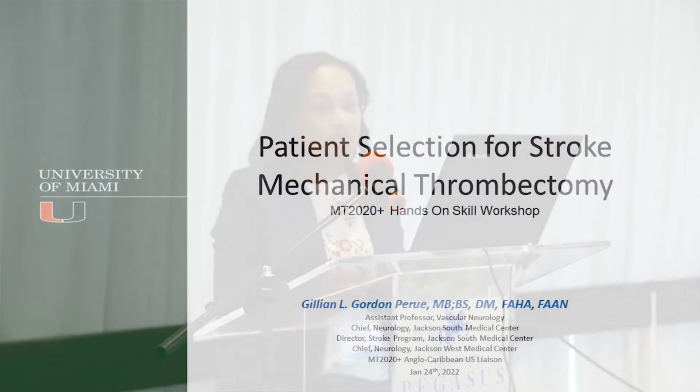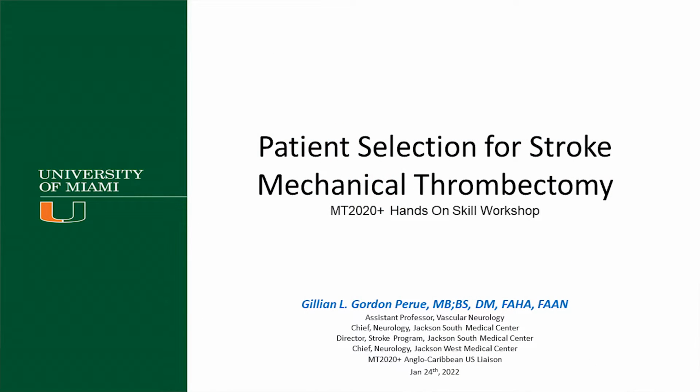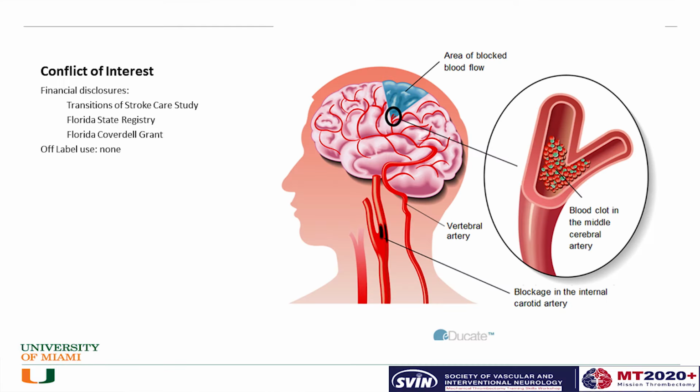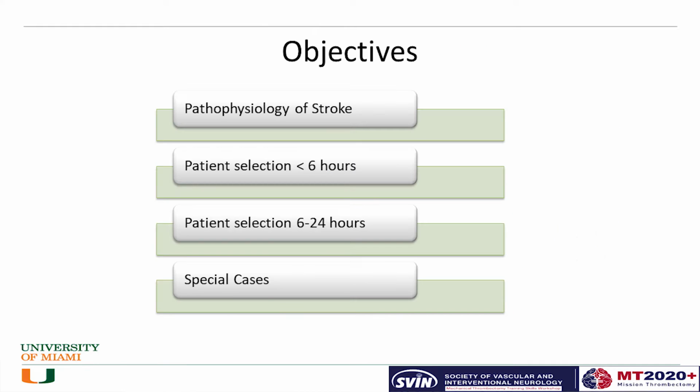Nice to be here. So this morning we're going to talk about patient selection for mechanical thrombectomy. I don't have any conflicts of interest that are relevant to this talk, but I will be talking about how patients are selected and how this works for your stroke center. So first, we're going to start with the pathophysiology of stroke, and that helps to ground us and sets the stage for why these patients are being selected for mechanical thrombectomy.